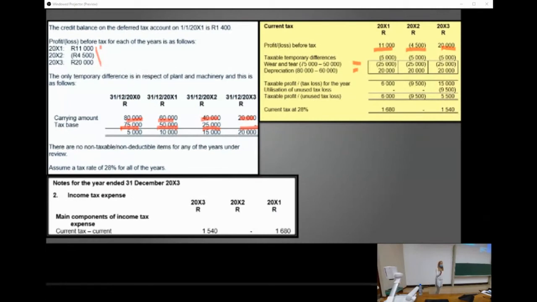Okay, so now from our current tax calc, we can go and start with our part 1 of our income tax expense note. So this is the note that goes into our financial statements. Here we say, okay, for X1, our current tax expense was 1680. For year 2, current tax was 0. And for year 3, current tax is 1540. So note that for year 2, we had this tax loss, this unused tax loss.